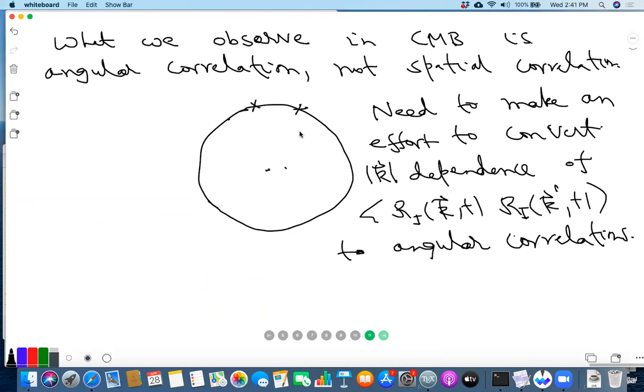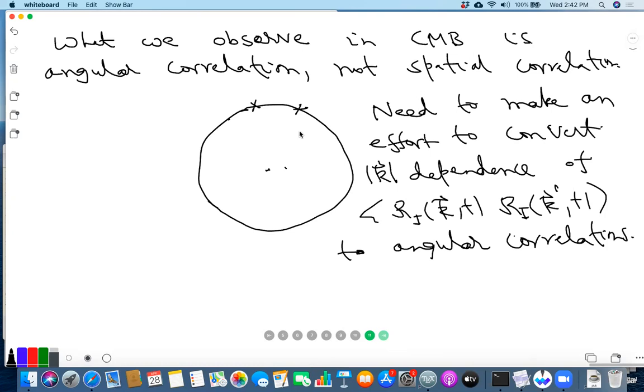Sir, is there any reason behind why we observe angular correlation in CMB? Well, because that's what we see. I mean, we are sitting at one particular point in the universe, and so when you look at the CMB, we see the CMB radiation coming from different directions. And we really have no choice but to observe at various angles on the CMB at the time of last scattering surface.